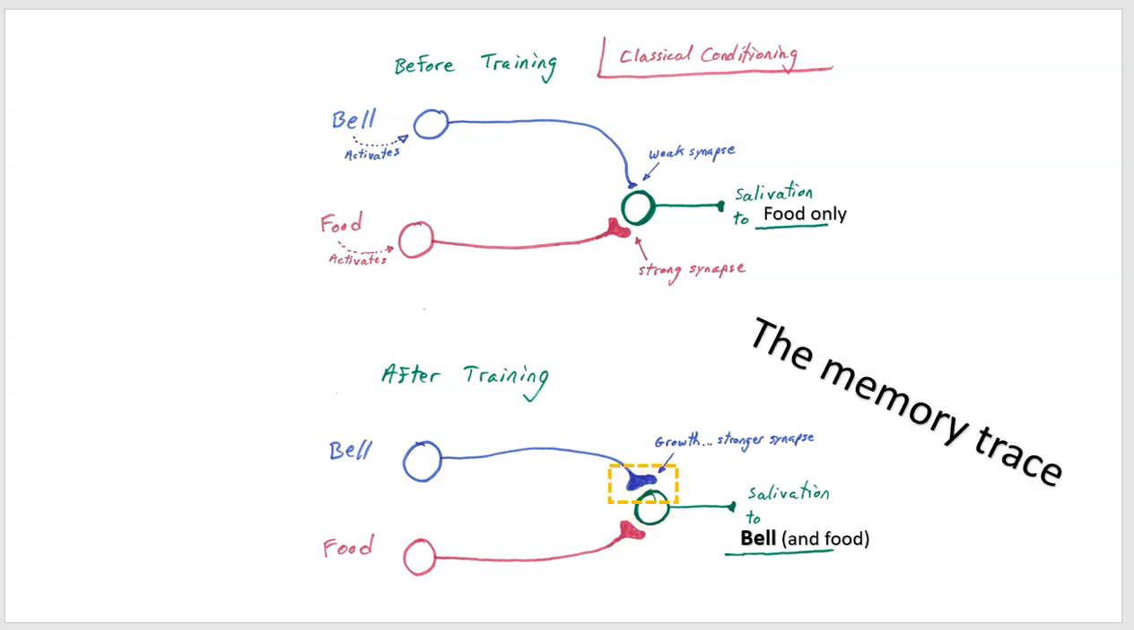Back to the concept of a memory trace. The memory trace would be this change right here. Remember, it's just the biological change that represents the learned information. Well, there it is, the growth of the stronger synapse in the bell pathway.